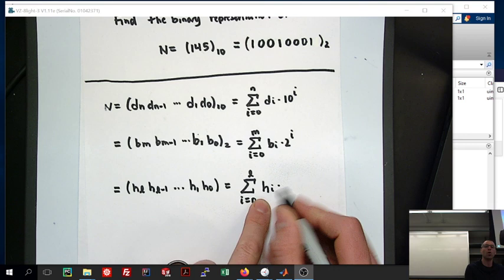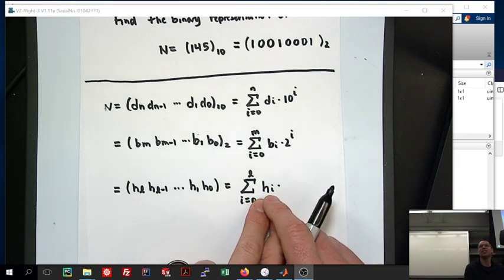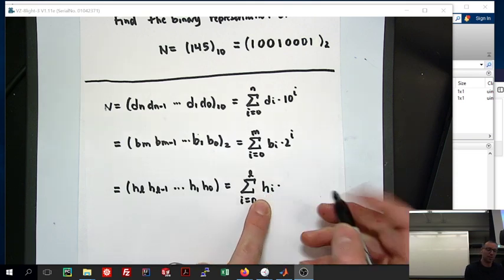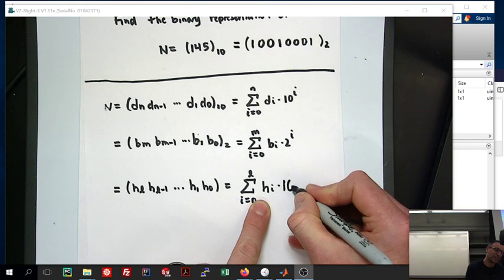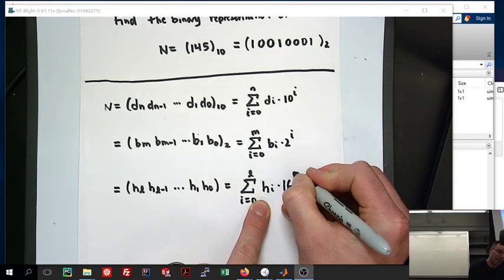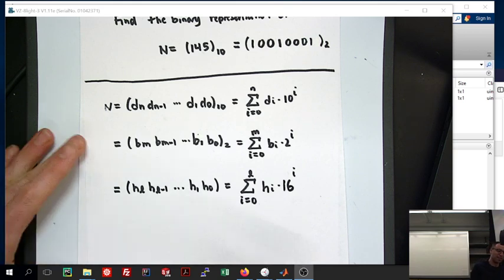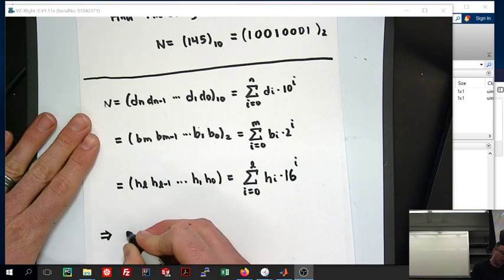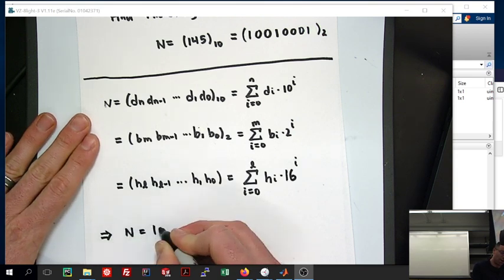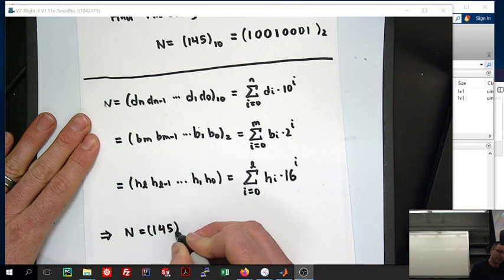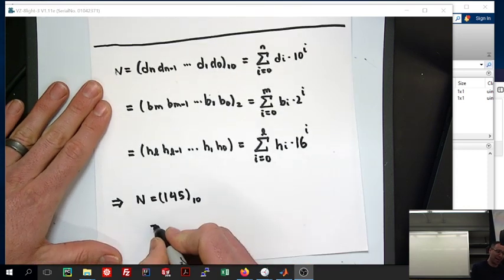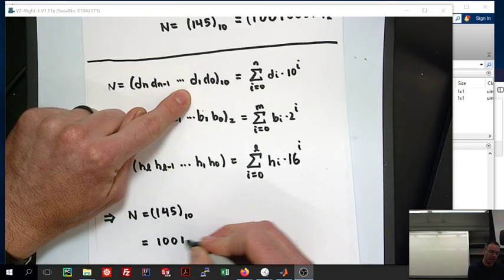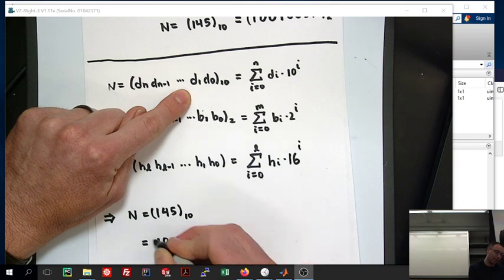Well, so let's go real slow. Each hexadecimal digit gets assigned what? 16 to the ith power. So let's think about this for a minute. The number n, which is 145 in base 10, we just found out that that was going to be 1, 0, 0, 1, 0, 0, 0, 1.